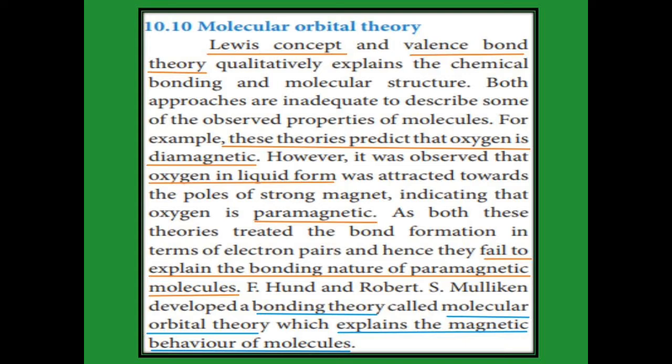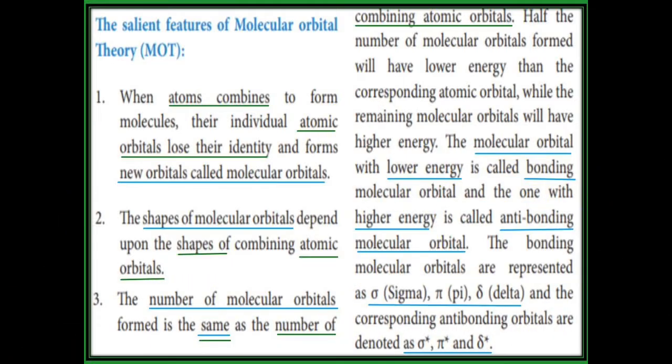Let's see the molecular orbital theory. The salient features of MOT: a molecule is formed by a combination of atoms. The atomic orbitals lose their identity and new orbitals are formed. These new orbitals are called molecular orbitals. The shape of the molecular orbital depends on the shape of the atomic orbital, and the number of molecular orbitals is the same as the number of combining atomic orbitals.